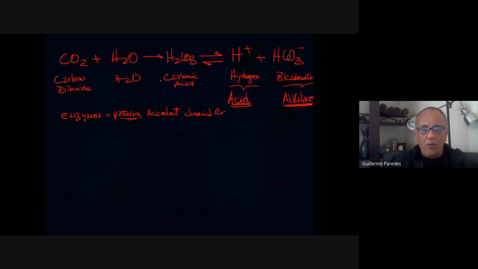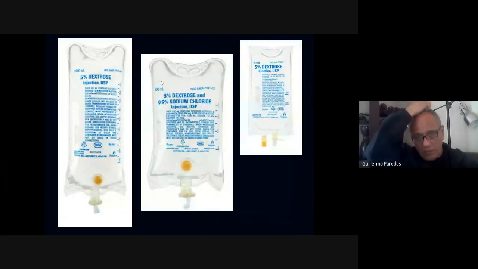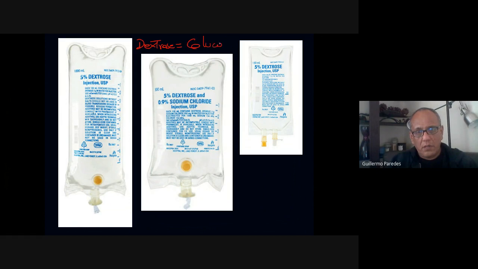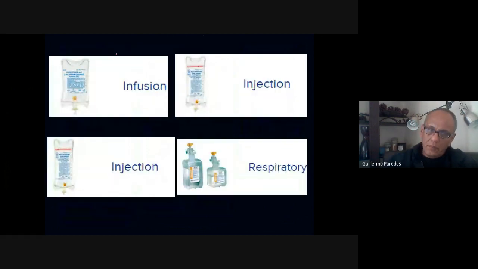We have other ones, they have the dextrose. What is dextrose? Don't forget that. It's the same to say glucose. Glucose, okay? So what is the solution here? This is a solution. Water and dextrose or glucose. That is the same. You okay with that?